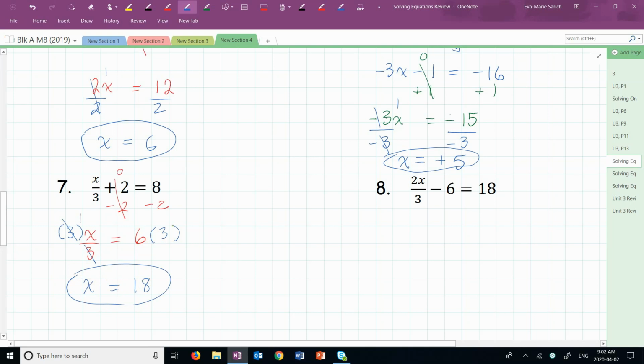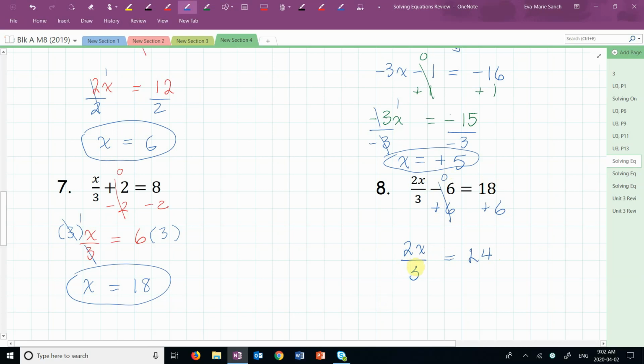The next one's a little bit trickier. Okay, we've got to multiply, we've got to divide, and we've got to subtract. Just like according to the steps, we need to get rid of the add or subtract first before the multiply or divide. So this is a minus 6. We're going to get rid of it by adding 6. We're going to add 6 to the right. That becomes a 0, and we've got 2x divided by 3 equals, and 18 plus 6 gives us 24.